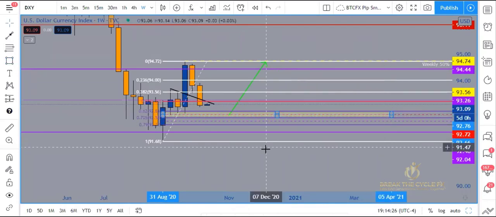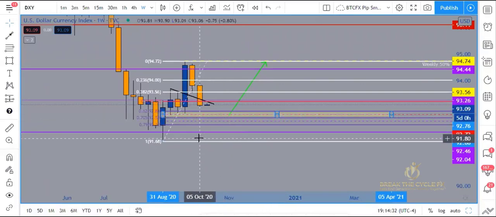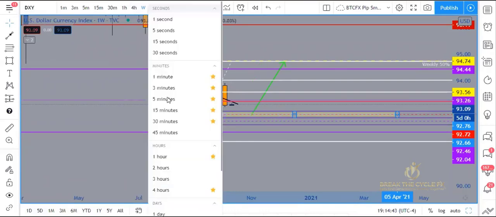Of course, we have to wait for that rejection to happen. Just because price hits this level doesn't mean that we jump straight into a trade. So I want to see if it comes all the way down here and pushes back up. Let's go down to the daily time frame.